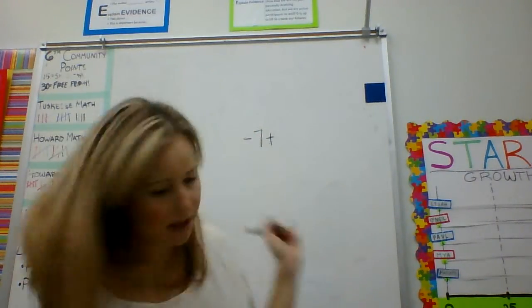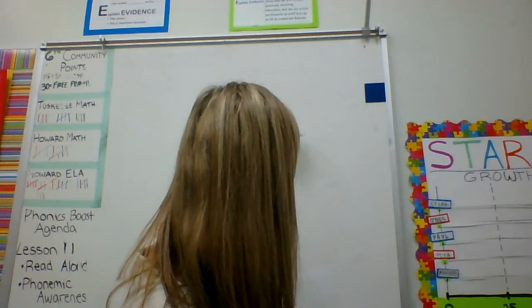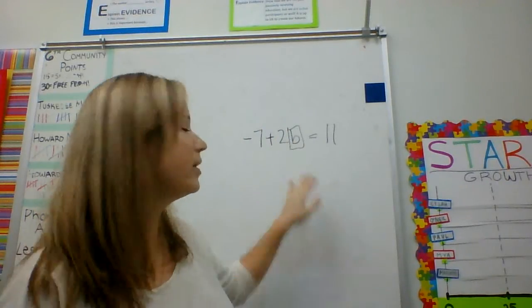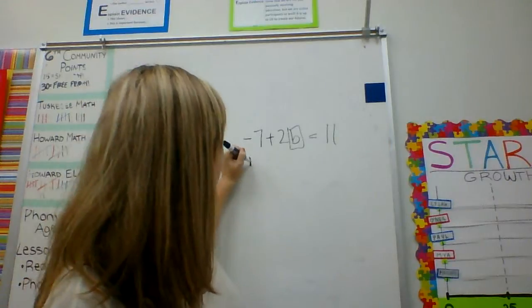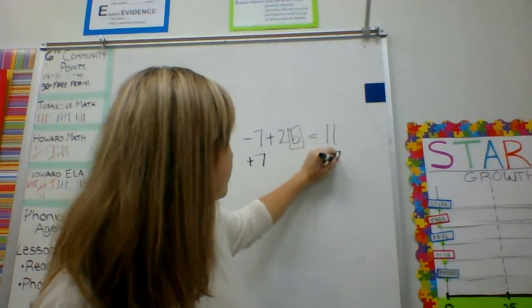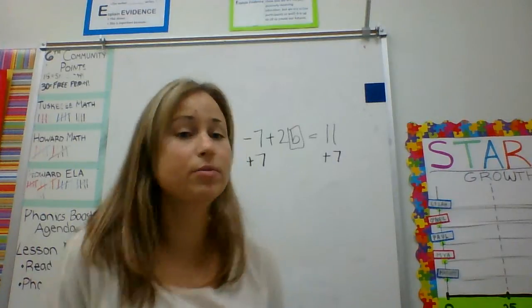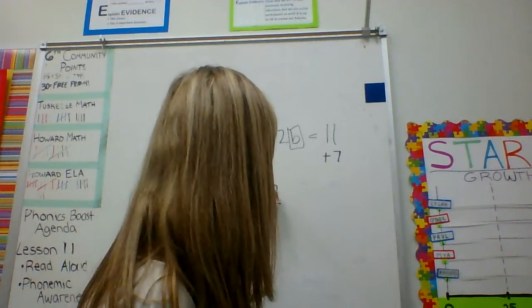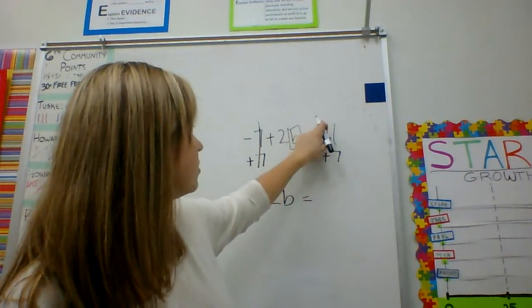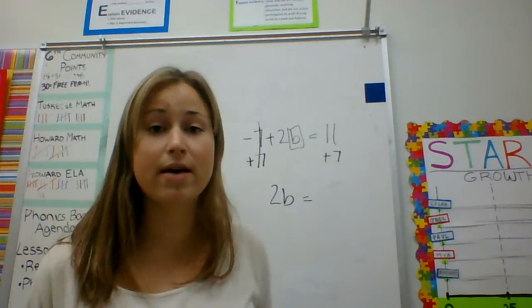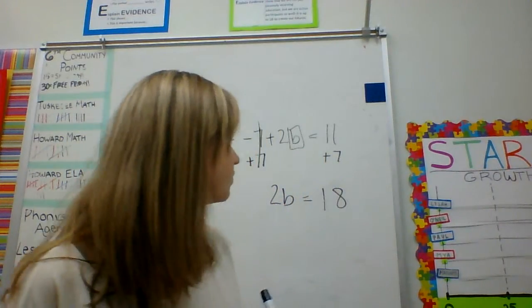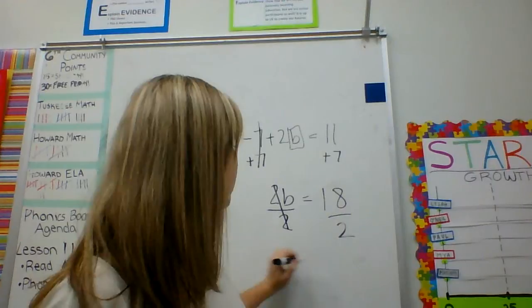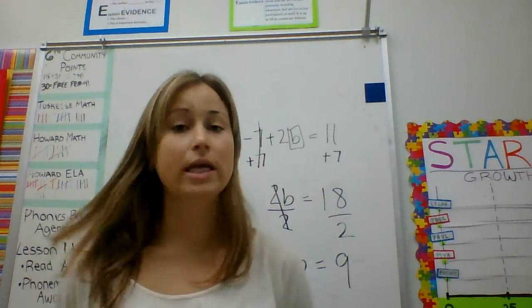Negative 7 plus 2b is equal to 11. Now we find our variable. That's the first thing we're doing. Now we want to get b on its own. So we add 7 to both sides, right? Because we want to simplify, get rid of our constant before we do anything else. Negative 7 plus 7 just cancel out. So we have 2b is equal to, now, the right side of the equal sign, 11 plus 7, 18. So the one-step equation. Divide both sides by 2, and b is equal to 9.